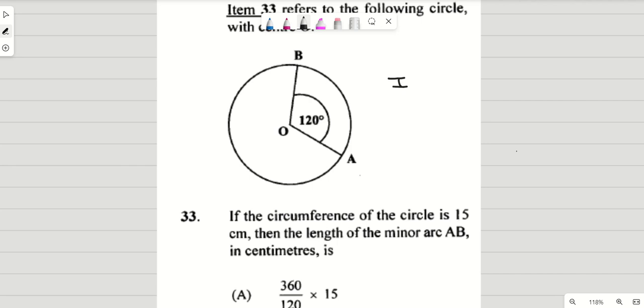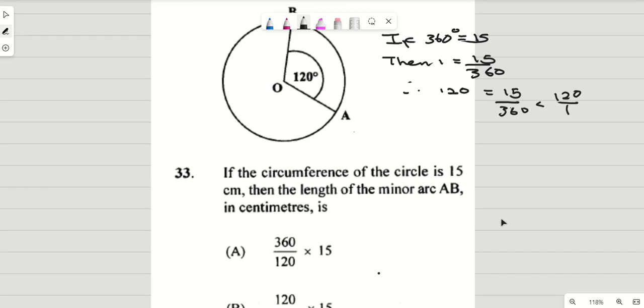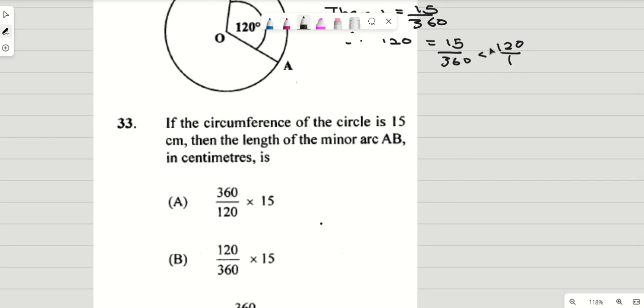If 360 degrees is equal to 15, you want to find out what is 120. Then 1 would be 15 over 360, and therefore 120 would be 15 over 360 multiplied by 120 over 1. When you multiply this out, well, you don't even have to multiply it out. They have these options here. So you're looking for 15 multiplied by 120 over 360.